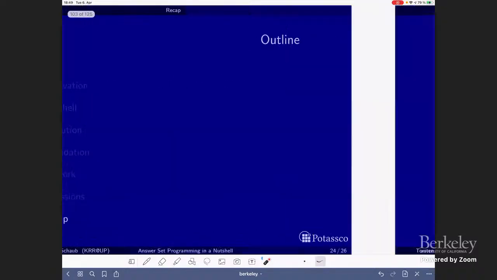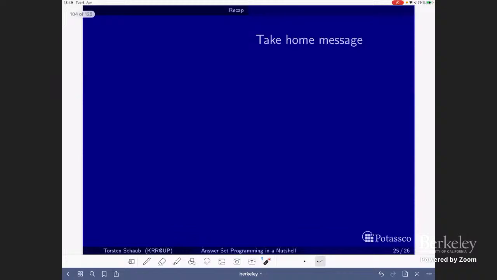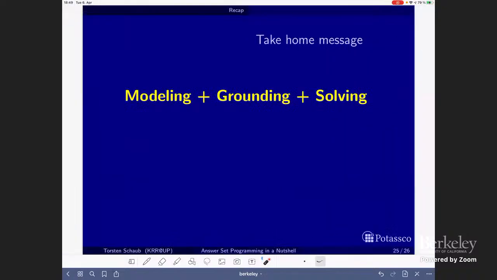Good, then let me recap the take-home messages. So first of all, ASP is a modeling, grounding, and solving paradigm. And actually, if you look, for instance, at our papers on extending it with modulo theories, it's not enough that you use an SMT solver. No. Solving is not enough. You have to think about grounding. You have to think about modeling.